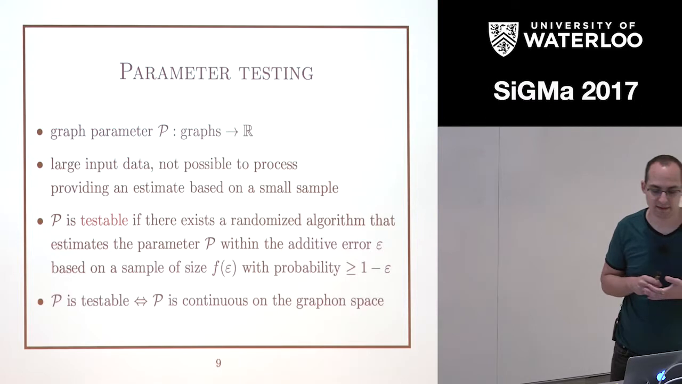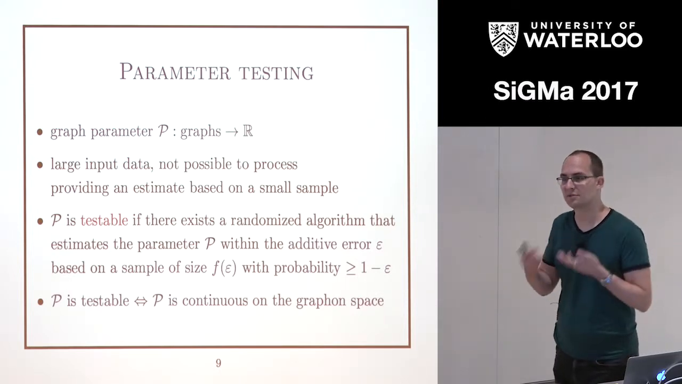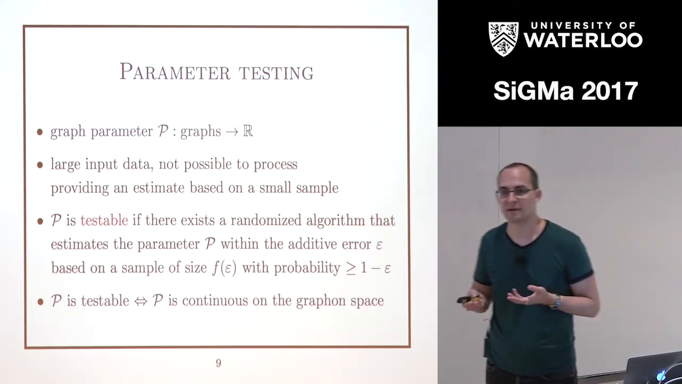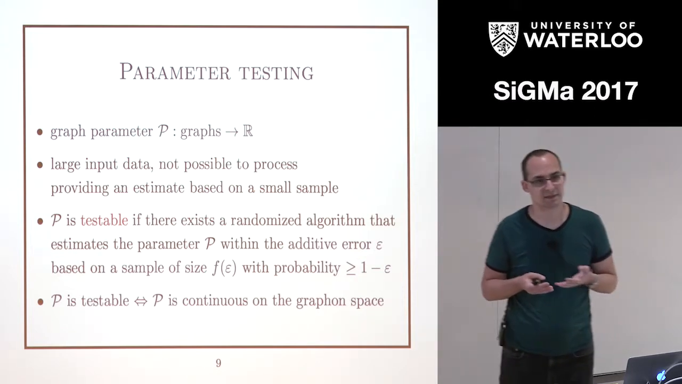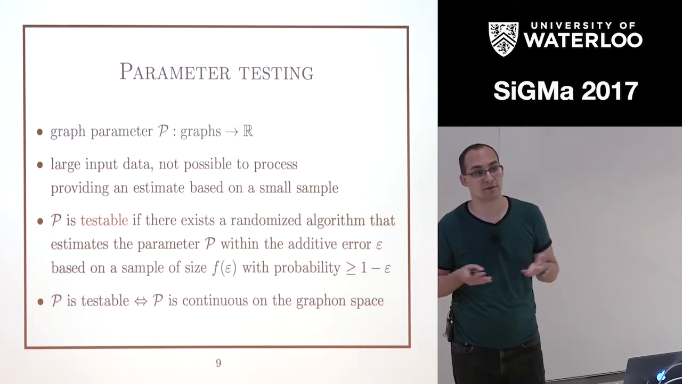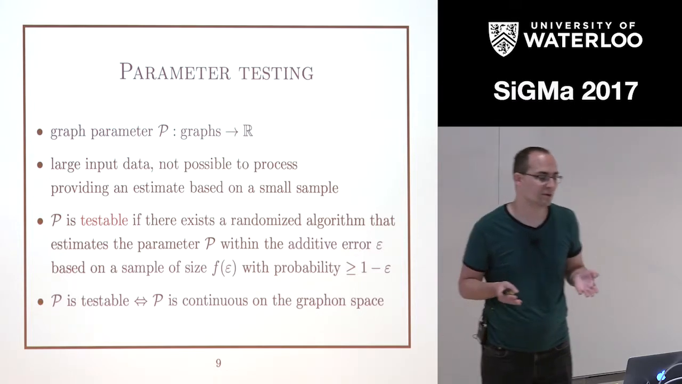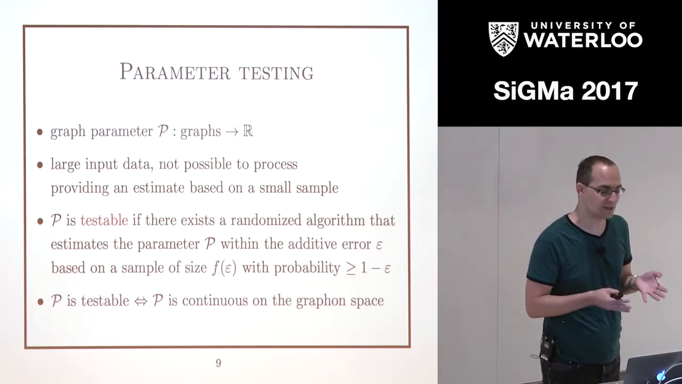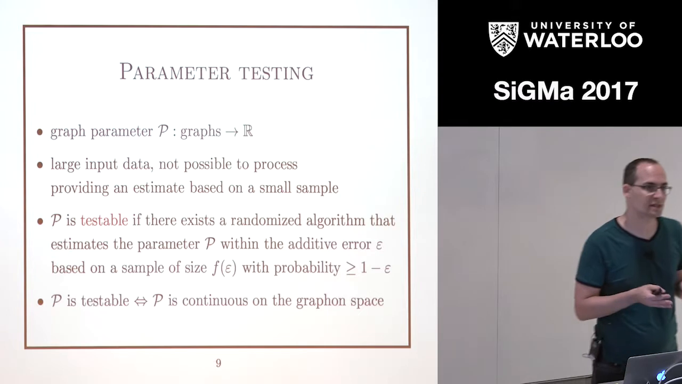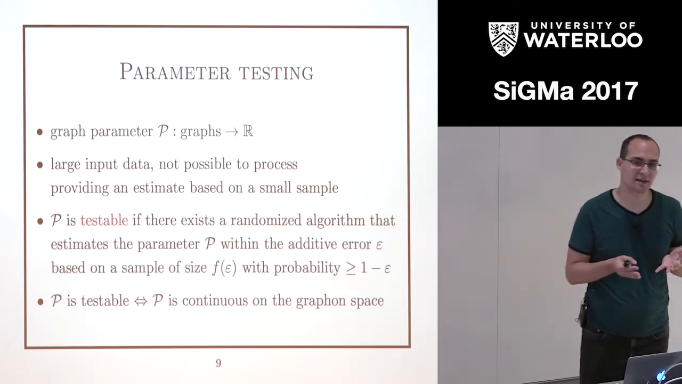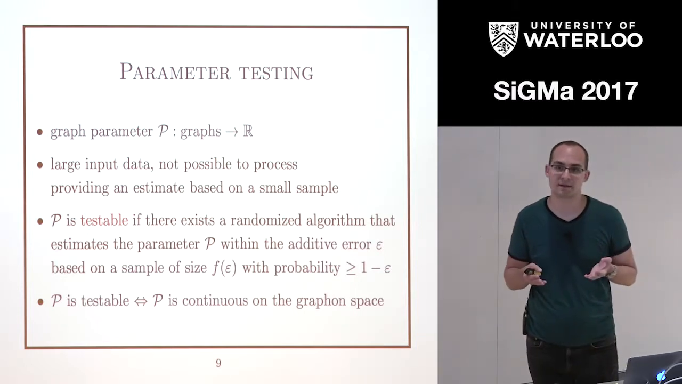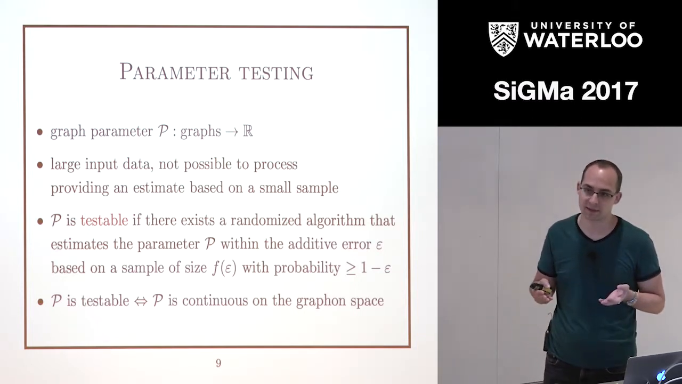And the idea is that somebody comes to me and gives me a very large graph, and wants me to give a good estimate of this parameter for this large graph without actually looking at the whole graph. So what I'm allowed to do is look at a small sample, usually of constant size, from this large graph, and based on this small sample, of course, I cannot determine the parameter, but the hope is that I can estimate it within a small error with high probability.